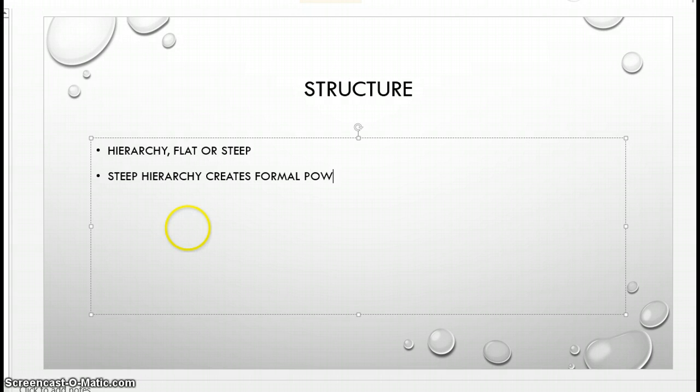So the next thing on page 406, the next characteristic it discusses is structure. Under structure, we're talking about the hierarchy and the span of control. The hierarchy being flat or steep relates to the span of control of the management. A very steep hierarchy creates a situation of formal power.